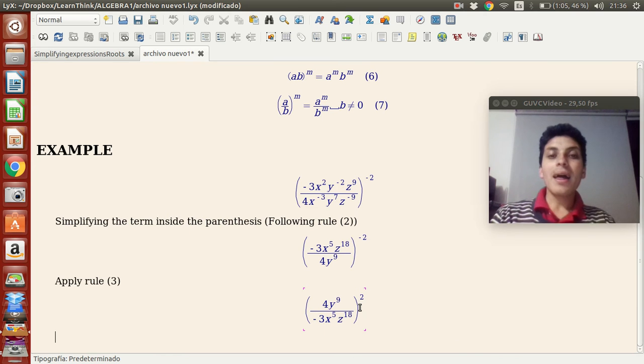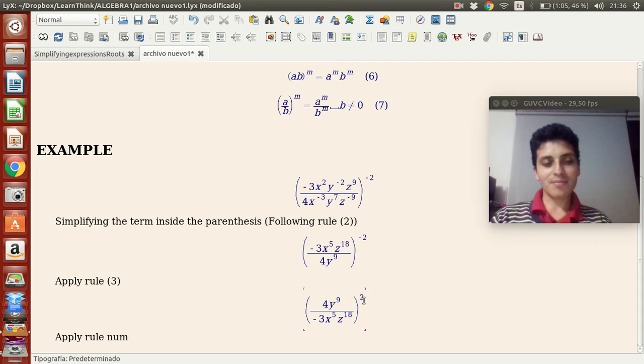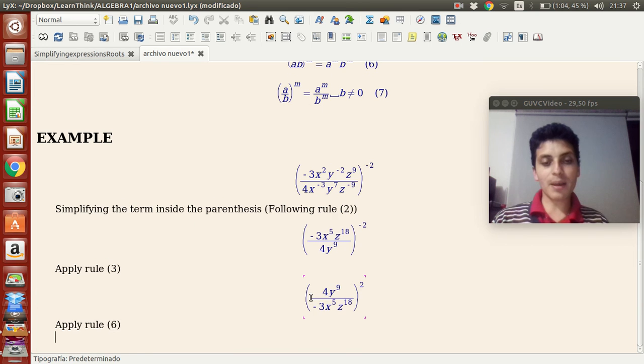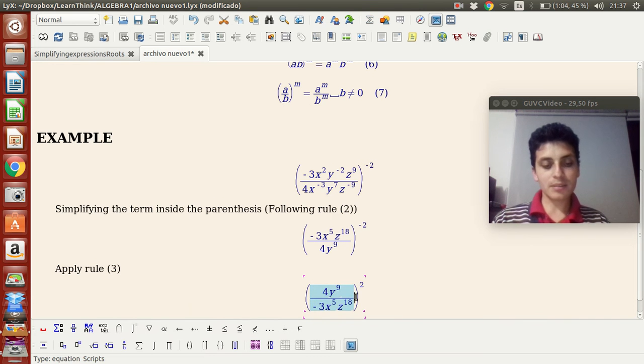Now I'm going to show you the step-by-step process. Sometimes some books don't apply it, but as I'm explaining to you how to apply the properties of exponents, I'm going to use it step by step. So I have a parenthesis and a power outside the parenthesis. So the property that I have to apply is number 6.